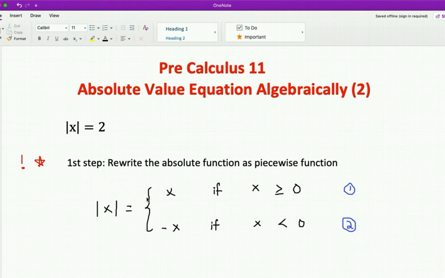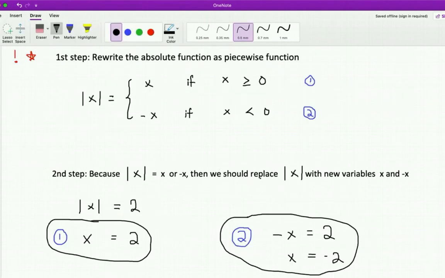For the next step, I'm going to replace the absolute function of x with x and with negative x, so I need to come up with two equations: one with x equals 2, one with negative x equals 2. For the second step, I'm going to replace the absolute function of x with x and negative x, because I know that the absolute function of x equals x and negative x in different scenarios.